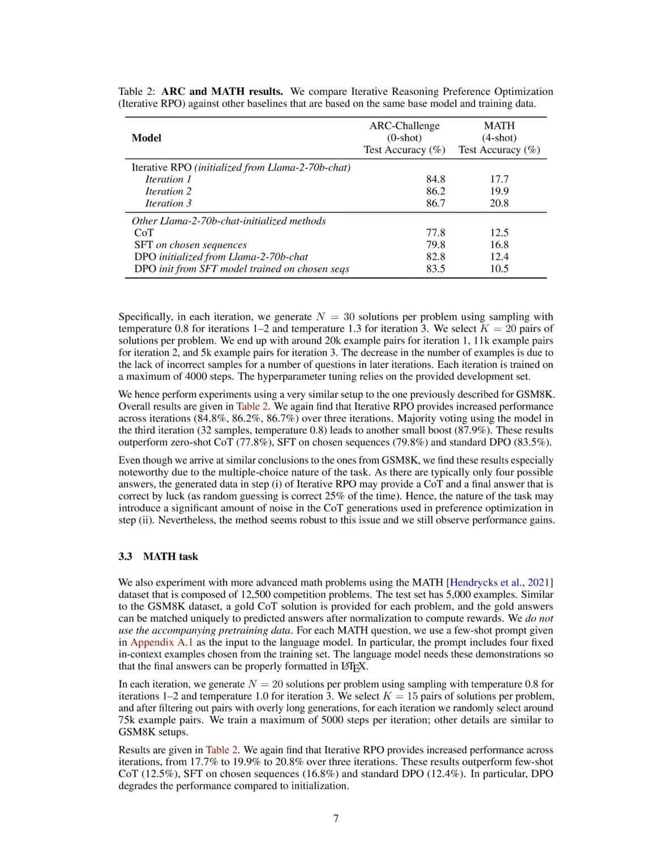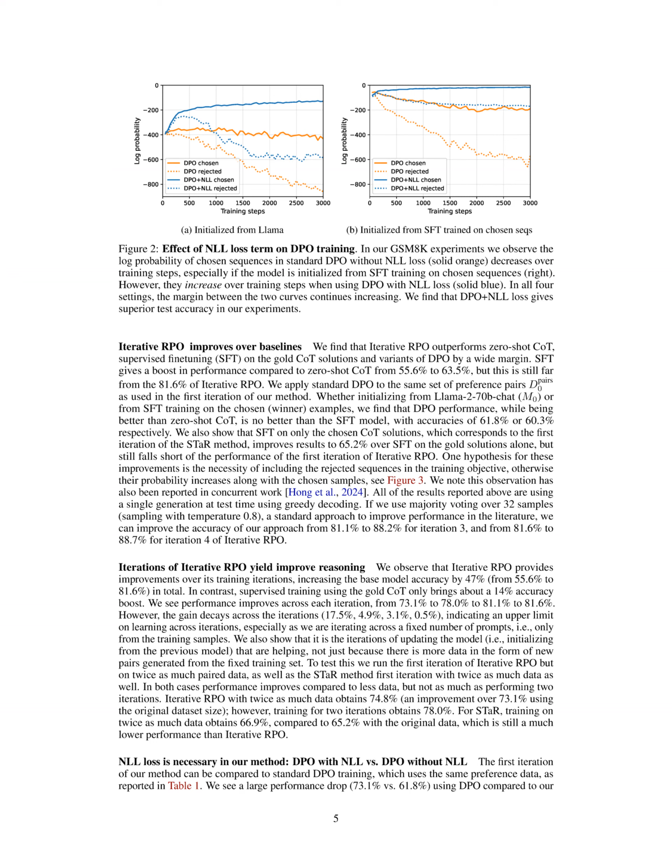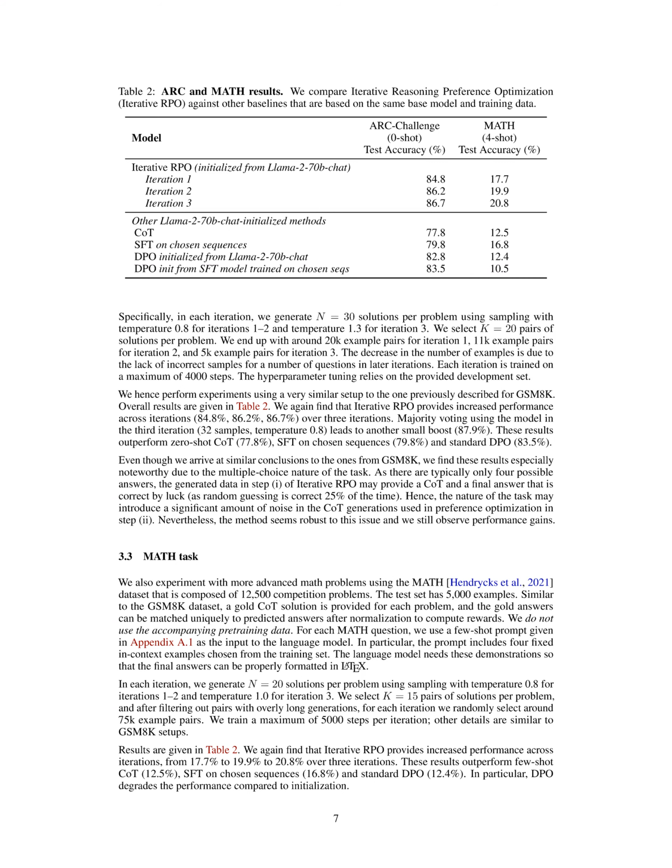like multiple-choice questions. Another limitation is the potential decay in performance gains across iterations, indicating an upper limit on learning, especially when iterating over a fixed number of prompts from the training samples. Furthermore, the method requires a significant amount of training data, as seen in the decrease in the number of examples in later iterations due to the lack of incorrect samples for some questions.